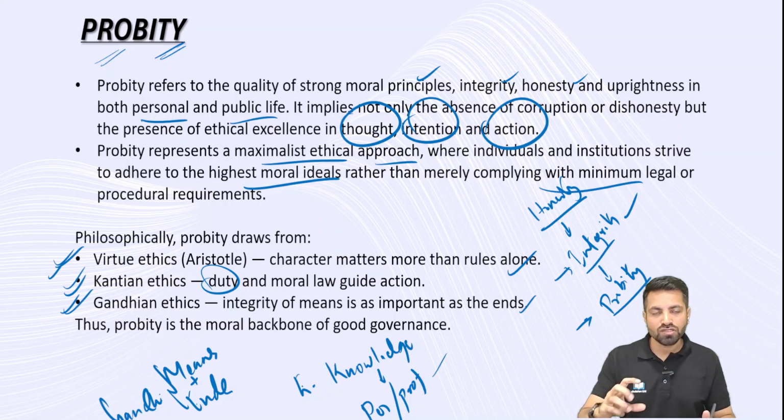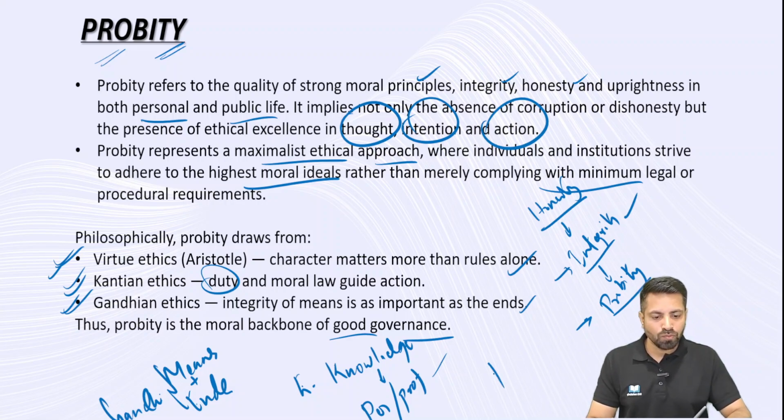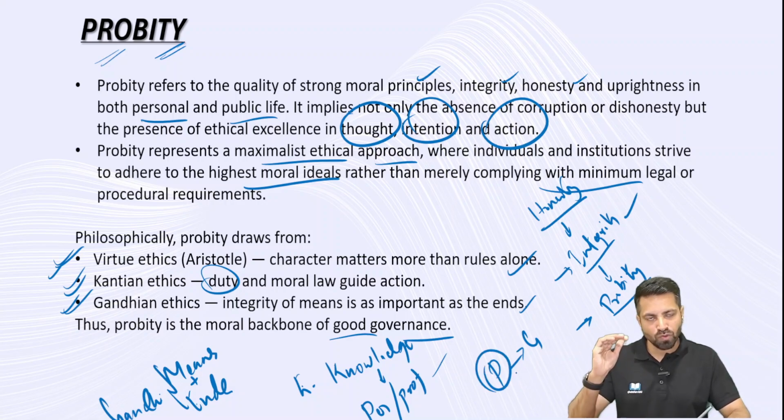So these are the philosophical supports, or where we are drawing this concept of probity from: virtue ethics, Kantian ethics, and Gandhian ethics. And probity is considered the backbone of good governance. So the topic is probity and governance. Now we are connecting probity with governance. You understand what exactly probity is. It is the highest moral consideration.